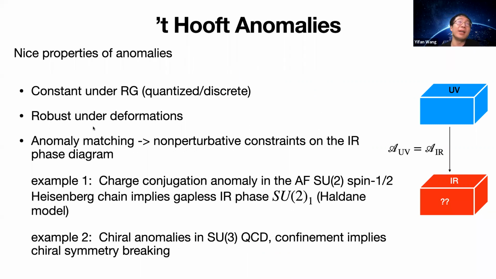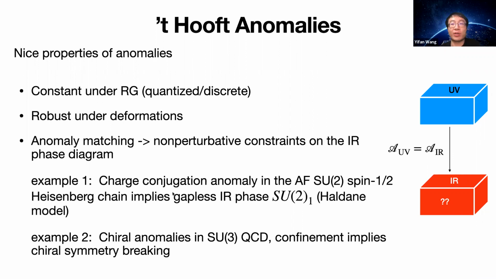Okay? And because they do not change under RG, one can use anomaly matching, which specifies that the UV and IR anomalies agree for RG flows that preserve the relevant symmetry. Now, anomaly matching allows us to put non-perturbative constraints on IR physics, given the UV description. So there are many examples where this is very powerful.